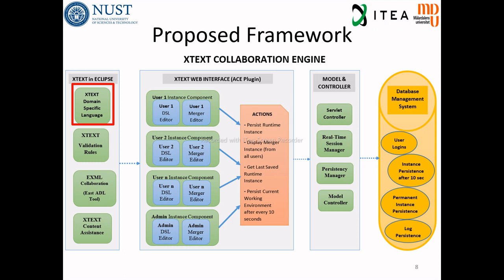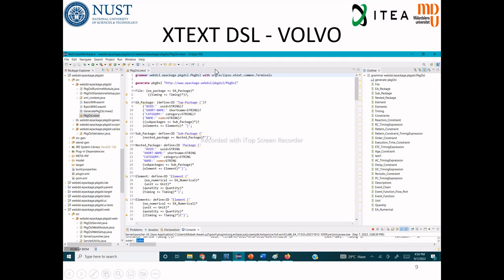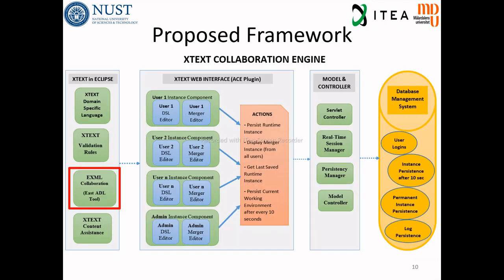So for validation for the xtext domain specific language, we have this xtext DSL of Volvo. Here at abstract level, we have a file that has a top package, then the top package has some attributes with a sub package. A sub package can have another package that can have multiple elements, so on and so forth. So this is the DSL and a comprehensive DSL of the Volvo case study.